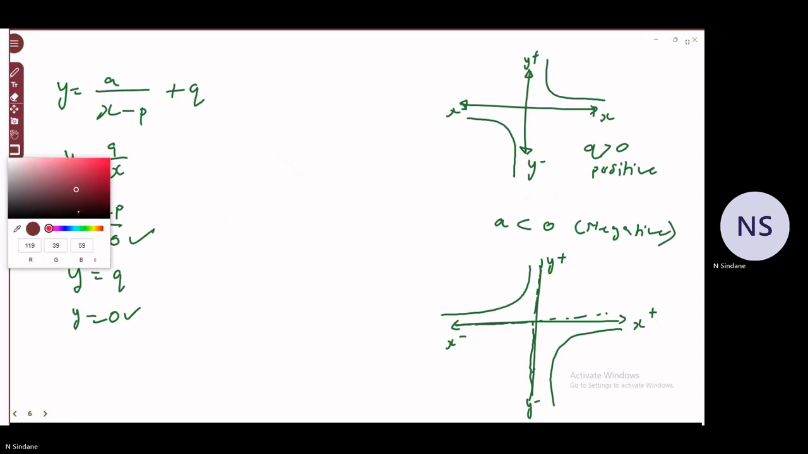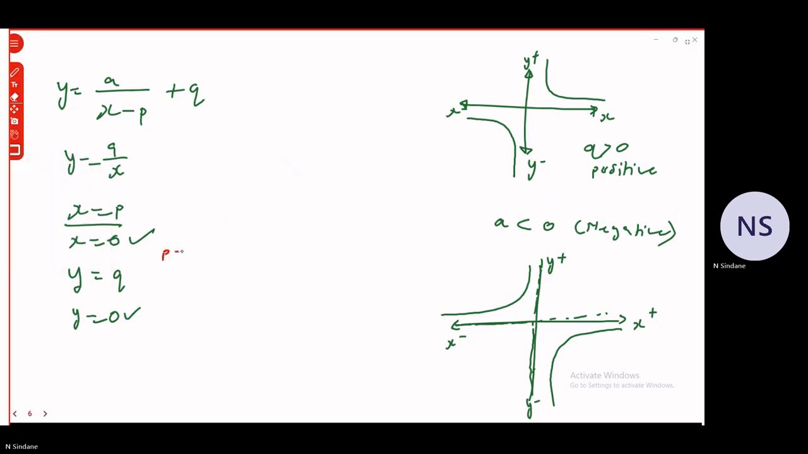Most of you, when they say equation of asymptote, you write this. You say p is equal to 0. Wrong. q is equal to 0. Wrong. You are making it easy for the person who's marking to give you a wrong. So let's avoid those types of mistakes, right?